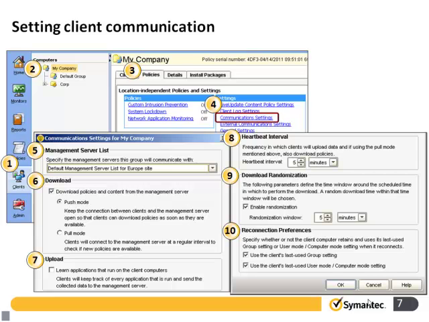On step 7, we can decide whether or not we're going to upload information from the clients up to the management server about the applications that are running on that client. On step 8, that's where we specify the heartbeat interval. On step 9, we can specify the download randomization. That enables the parameters for the scheduled time on which they perform the download. And number 10, reconnection preferences: what to do if you need to reconnect.